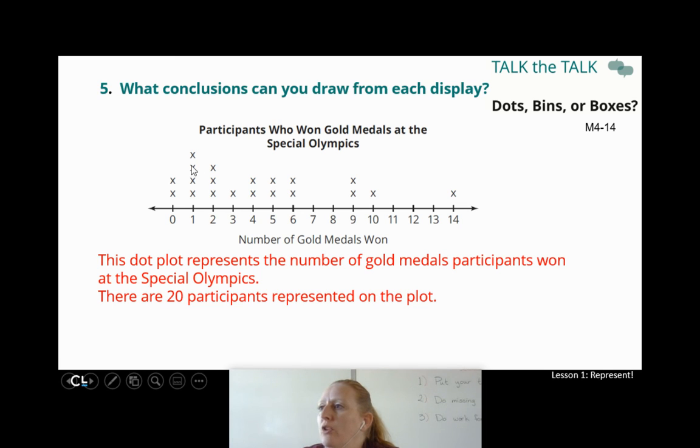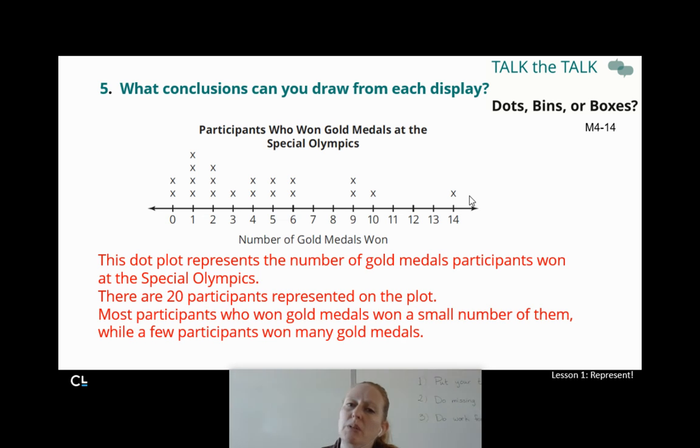So it looks like we have quite a few people that won 0 or 1 or 2 medals, and even on to 3, 4, and 5. But it looks like most participants won a low number of medals. There were a couple, though. I mean, we got 2 people that got 9 gold medals, 1 person that got 10 gold medals. Oh my gosh. We even have somebody who earned 14 gold medals. My gosh. So most participants just won a small number of gold medals. There were a few that won a lot of gold medals. Somebody, always somebody, isn't there?